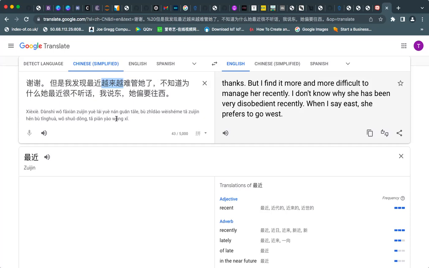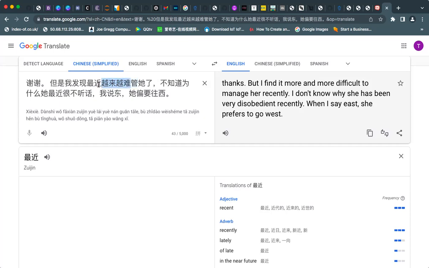If I see you studying Chinese and your Chinese is getting good, your Chinese 越来越好, okay? Thank you. More and more, 越来越好. But in this case, this kid is getting naughtier and naughtier. More like somebody I know.